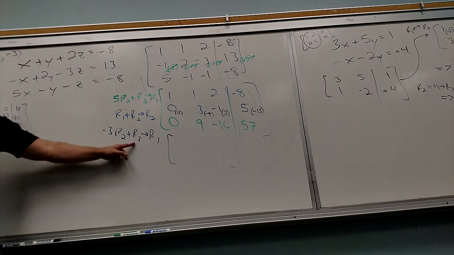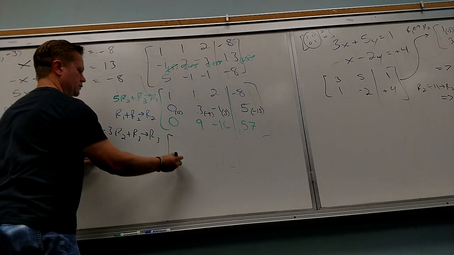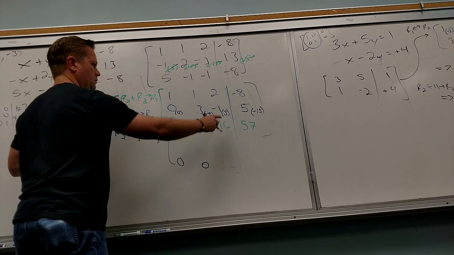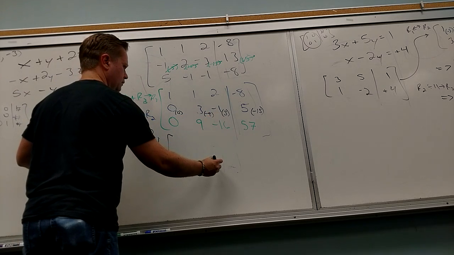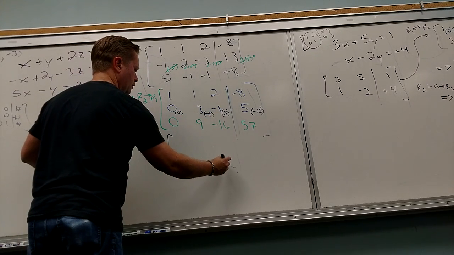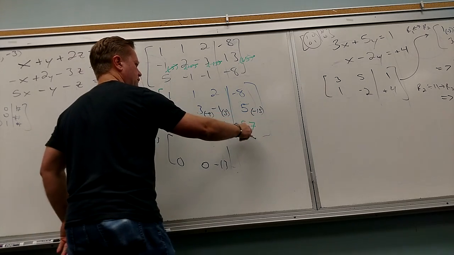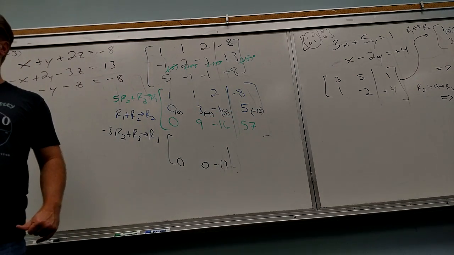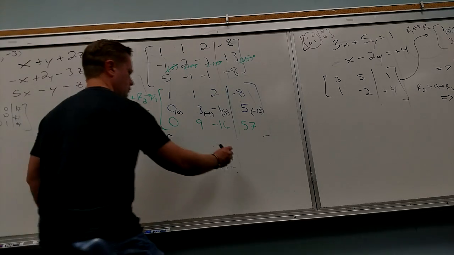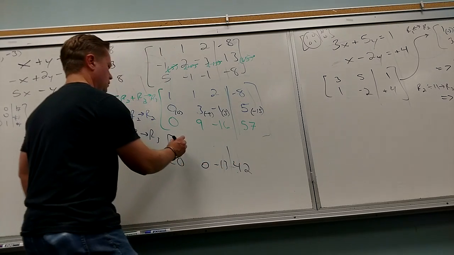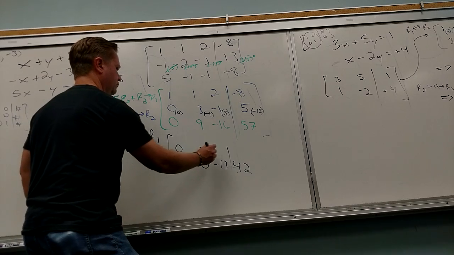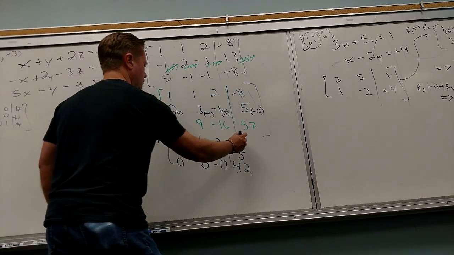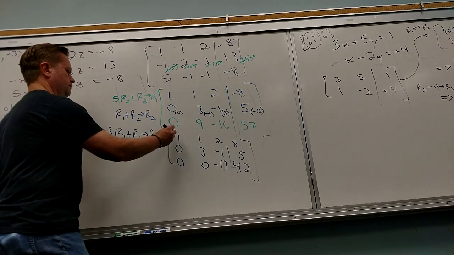So then we'll do what we said we're going to do. 0 plus 0 is 0. -9 plus 9 is 0. 3 minus 16, -13. -15 plus 57, so 57 minus 15, 42. So the middle row is still 0, 3, -1, 5, and the top row is just hanging out.